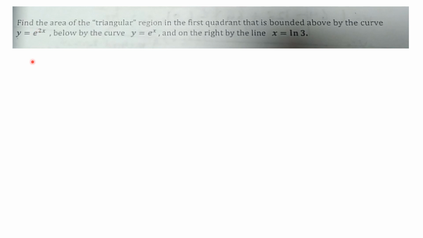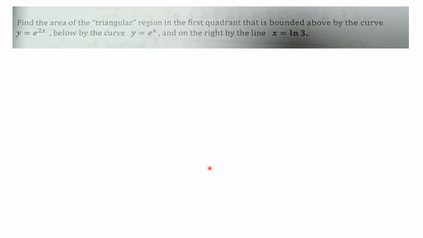Our next question is about finding the area between the region, and the question says find the area of the triangular region in the first quadrant, and the region is bounded above by the curve e to the power 2x, and the lower bound is e to the power x. The bound on the right hand side is given by x equals ln of 3.